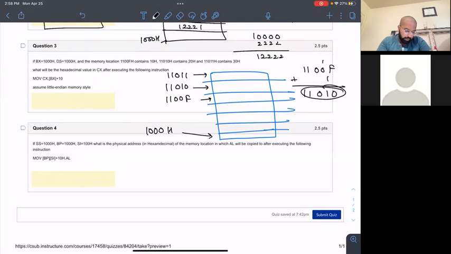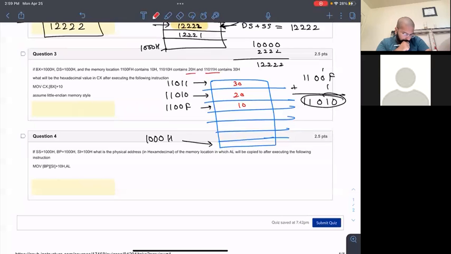All right. We know at this location, we have a value of 10. At this memory location, we have a value of 20. And at this one, we have a value of 30. That's all we know, right? That's all that's given to us. Cool. Now let's look at the instruction. So that's the instruction that we're dealing with.